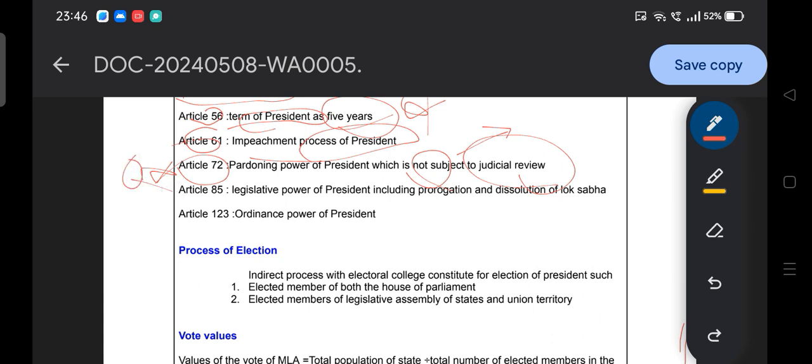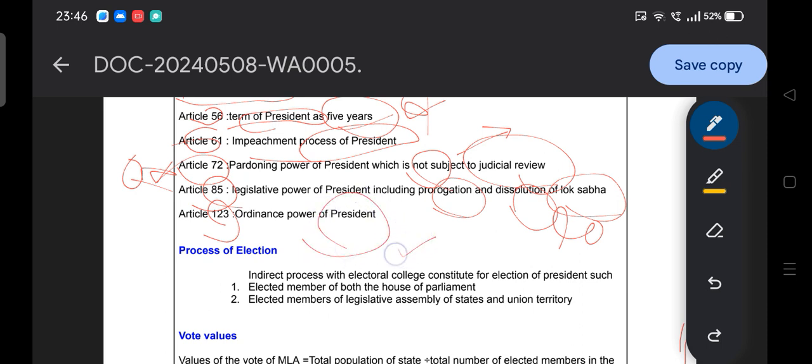Then moving to the next article, Article 85, the legislative power of the President, including prorogation and dissolution of the Lok Sabha. So they can ask the question: under which article does the President have the power to dissolve the Lok Sabha? It is Article 85. And do remember, only the Lok Sabha is dissolved, not the Rajya Sabha. Then Article 123, we all know, the ordinance-making power of the President.